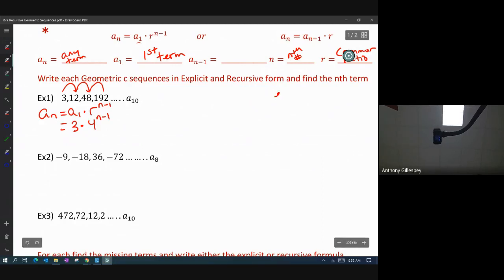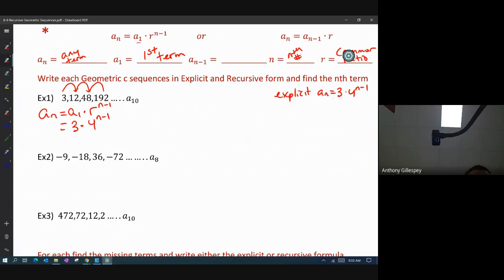That's our explicit: a sub n equals 3 times 4 to the n minus 1. People forget about that n minus 1. We're going to have to memorize this for the EOC. All right? And we will. You good there? All right. The next part, the recursive.